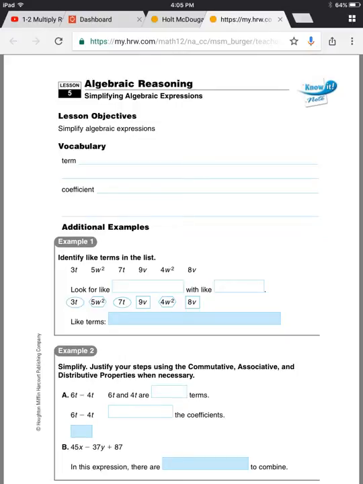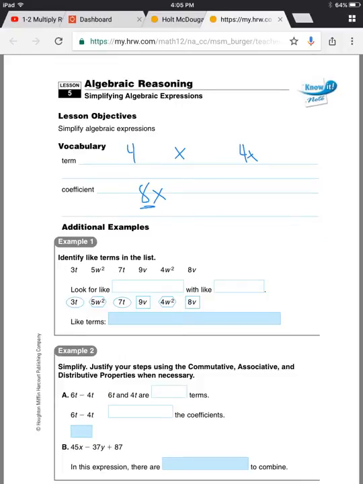A term is a number, a variable, or a product of numbers and variables that are separated by a plus or minus sign. So a number, or a variable, x, or a product of a number and variable like 4x. A coefficient is the number that is multiplied by the variable in an algebraic expression. So if we have 8x, the 8 is the coefficient that you are multiplying by x.